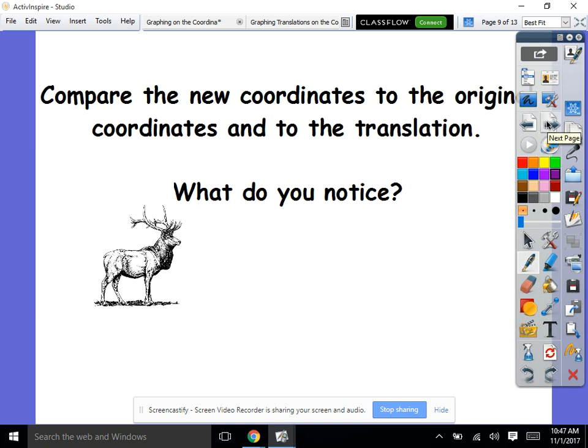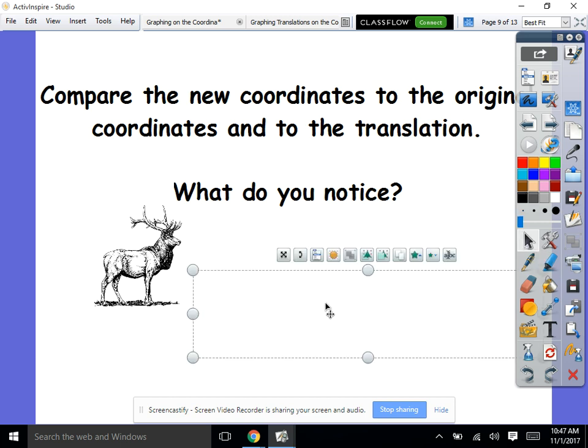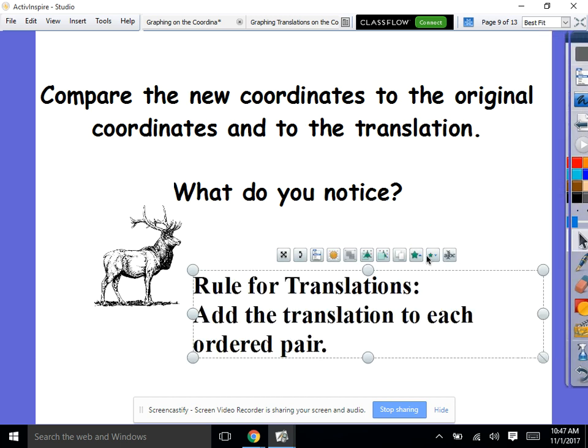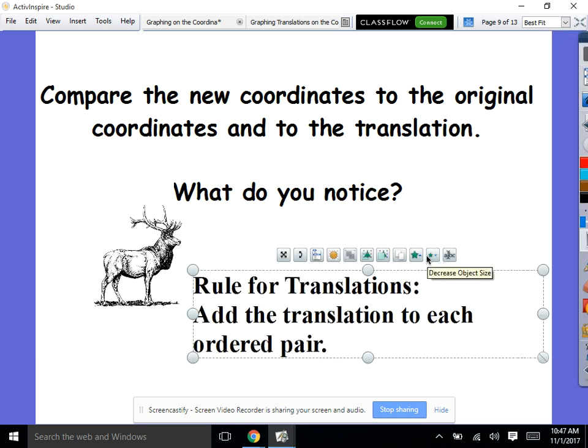So our rule for translations is to add the translation to each ordered pair. So you'll need to pause the video and write that down.